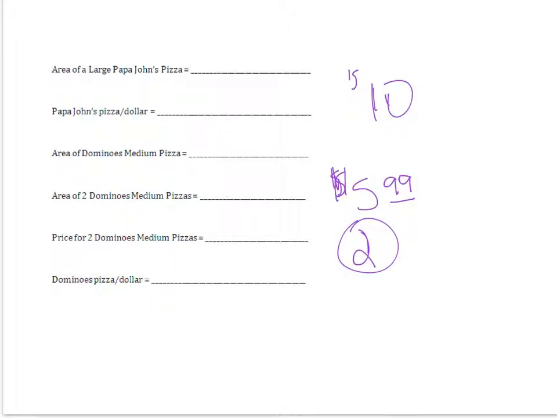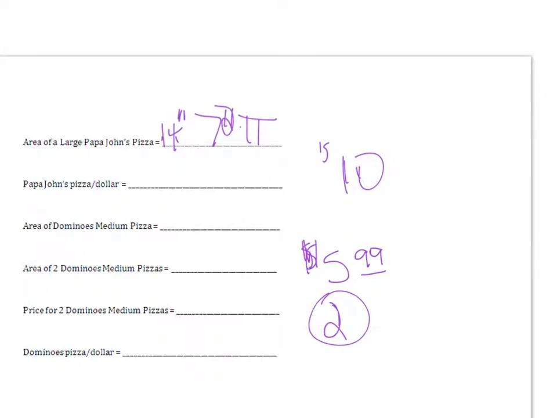So the area of the large Papa John's. Remember, Papa John's has got a 14-inch diameter, so that means a 7-inch radius. So I'm going to take 7 squared times pi, which should be familiar because that's the one we just had. So that's going to be 153.938. All right, so per dollar, I'm going to divide that by 10.